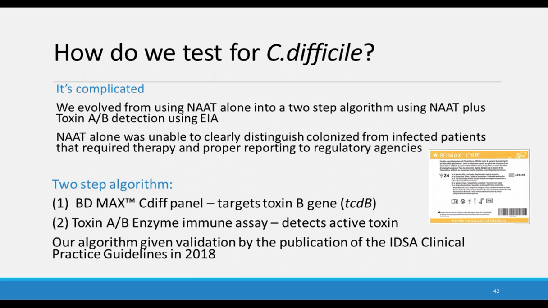Now, we might have a unique situation at Cedars, but we do a lot of investigative work in infection control with C.